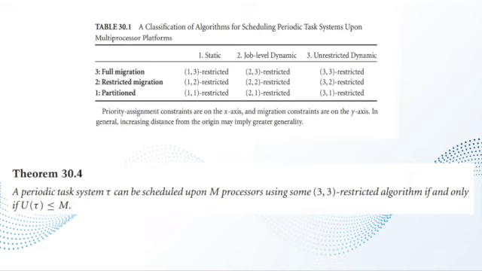The (3,3)-restricted scheduling algorithms have been the subject of several papers. The current state of the art concerning (3,3)-restricted scheduling is as follows. There is no schedulability penalty, like theorem 30.4, and efficient runtime implementations are known, but the number of preemptions and inter-processor migrations may be high.